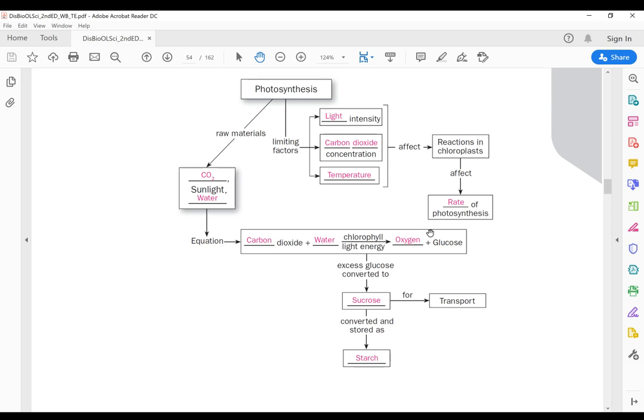This is actually the word equation for photosynthesis. Photosynthesis requires raw materials like carbon dioxide, sunlight, and water. And then excess glucose will be converted to sucrose and stored as starch. And the sucrose will be used for transport. Please take note, we cannot transport glucose. We have to convert the glucose to sucrose for transport simply because glucose is very reactive. So we cannot just directly transport glucose around the plants.